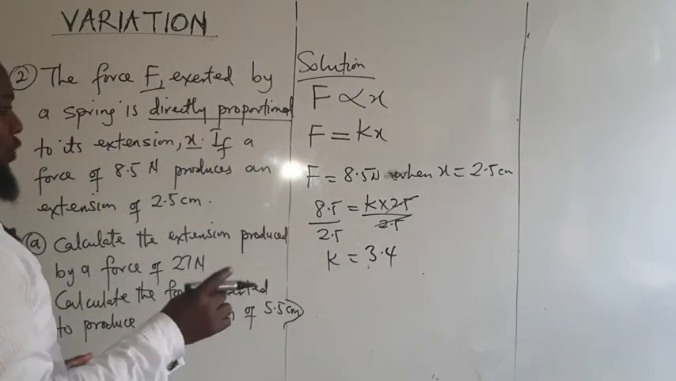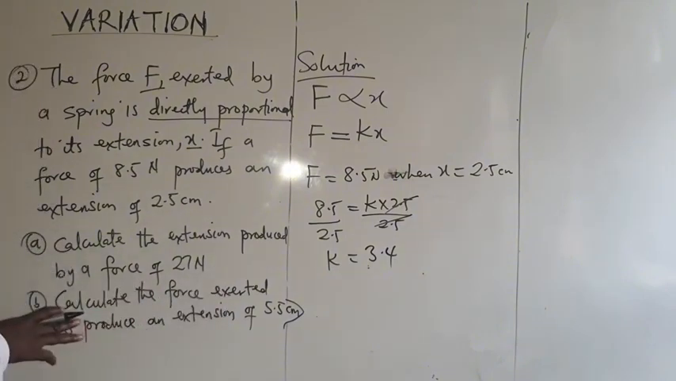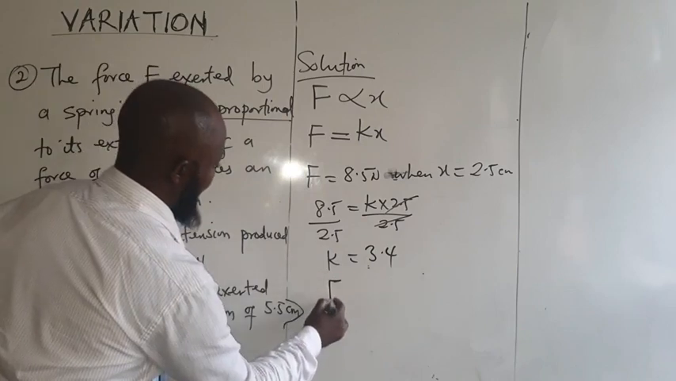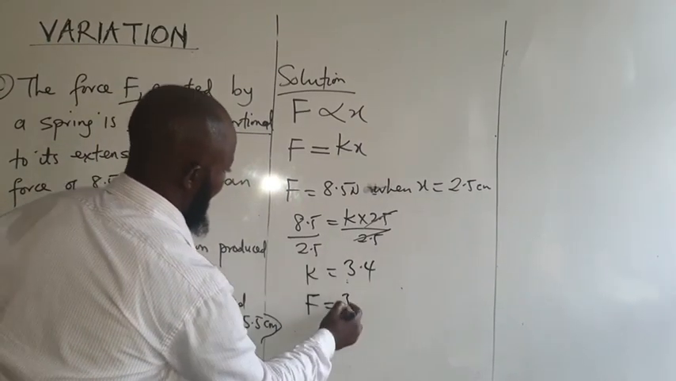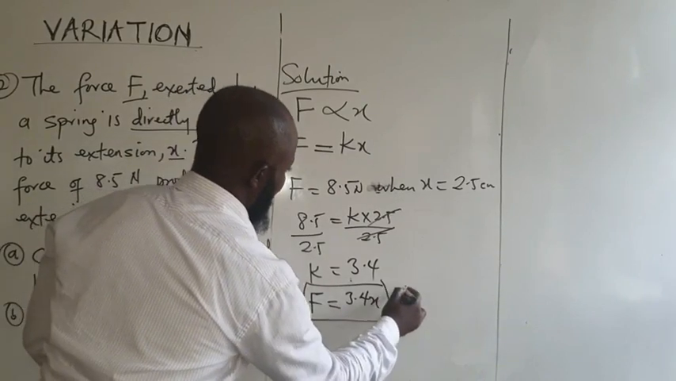So the next is to write out the relationship. We are not asked to find the relationship again, you can see. But we must write out the relation. That will be F equals 3.4x. So this is the relationship.